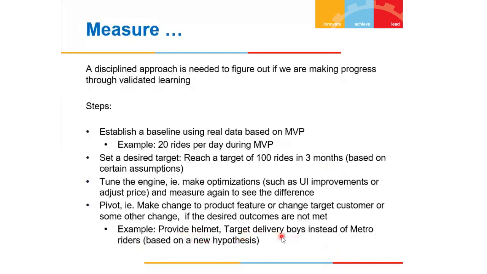So try a different hypothesis, a different assumption to test, to take the product further. So these are the changes you will make. This is called a pivot. When you make a significant change in the product offering, that is called a pivot.